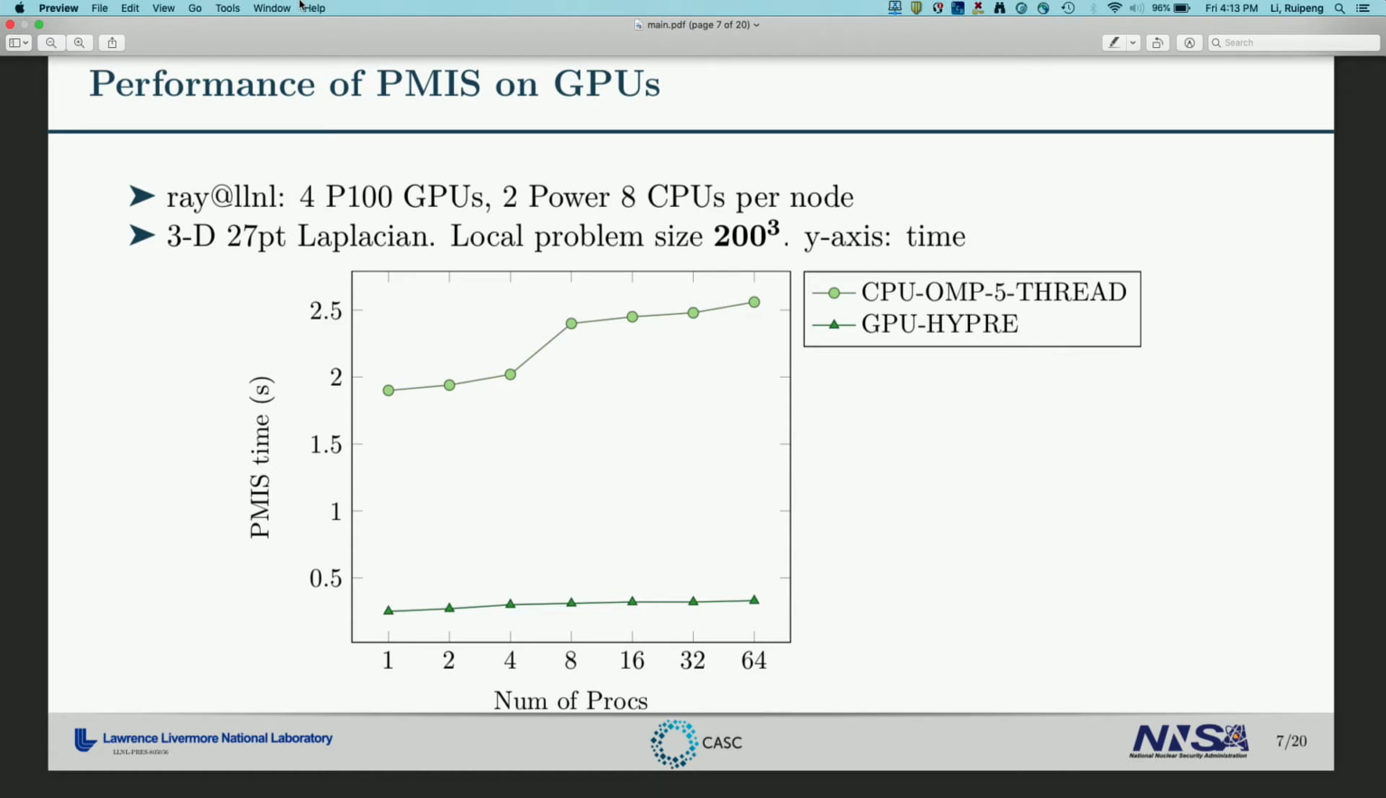Here is the performance of PMIS on GPUs. This is on a cluster with P100 GPUs with Power 8 CPUs. For a 3D Laplacian, on each GPU, we have a problem size of 8 million. You can see both the CPU and the GPU performance scale well. This is a weak scalability study, and we more or less have a speedup of a factor of 5. This is comparing one GPU with the 5 OpenMP threading CPU version.